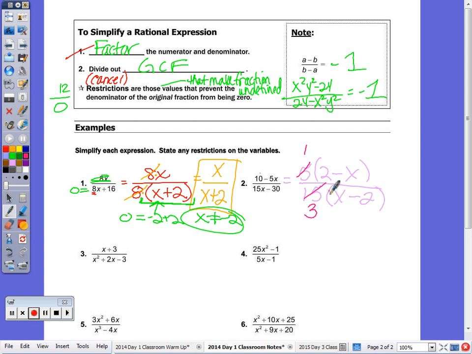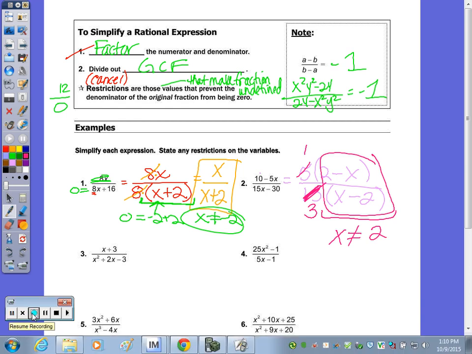Now these are not the same, so I just can't cancel them out. If you guys are really crazy and you're canceling, you really just scribble it out and darken it, you might want to do your restriction first. So what can't x be here? Positive 2, because 2 minus 2 is 0.